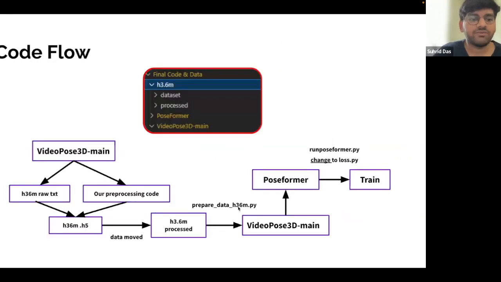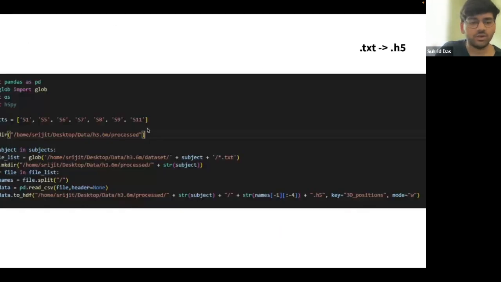So this is the entire code flow where we are actually taking the raw dataset of H36M. The problem with the H36M dataset was that it was in a TXT format and the model could not implement the TXT format. So we had to write a script which would convert the TXT format to an H5 format, which would later be processed by the VideoPose3D main file and hence yield the 3D pose estimations. This is the script which converts a TXT into an H5 format.